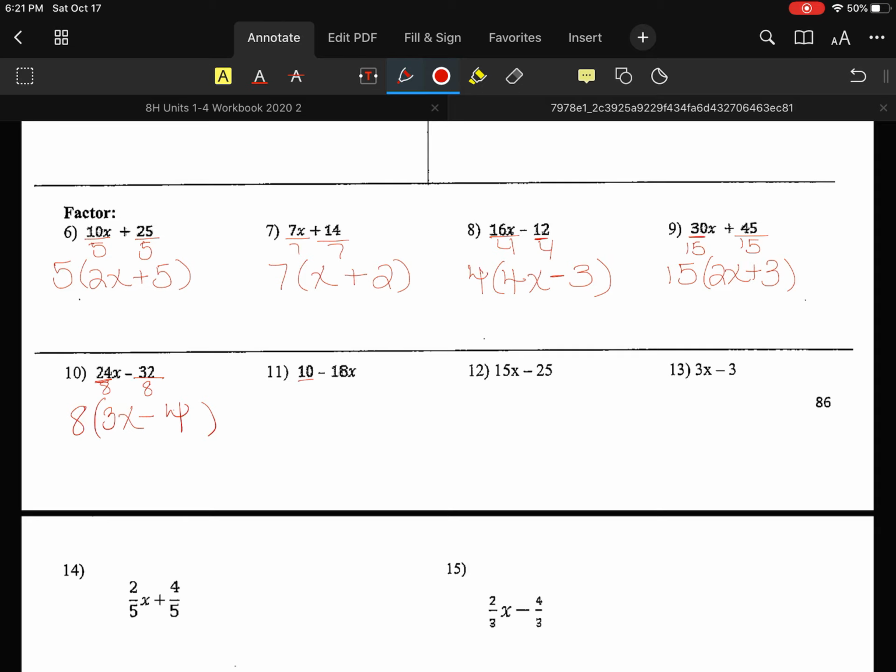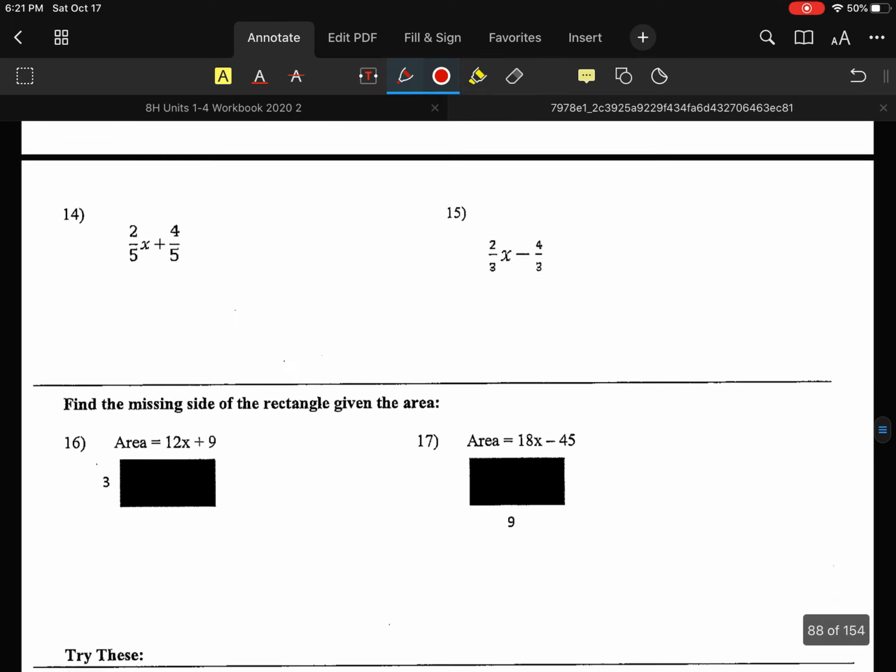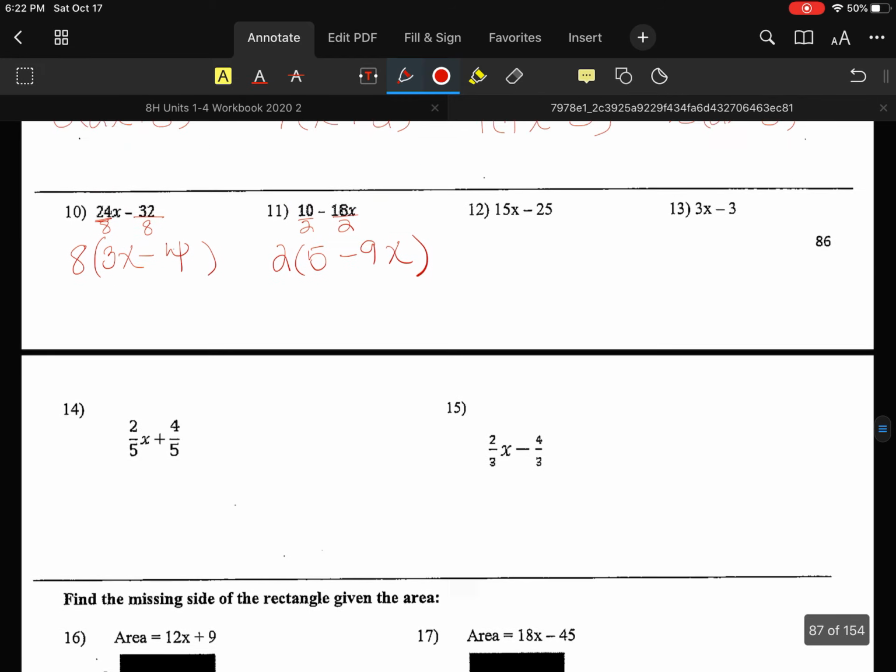10 and 18, smaller of the two is 10. So 10 can go into 10. 5 can go into 10, but again, neither of those can go into 18. And 2 can go into 10, and 2 can go into 18. So I'm going to use 2. So I have 5 minus 9x, okay?